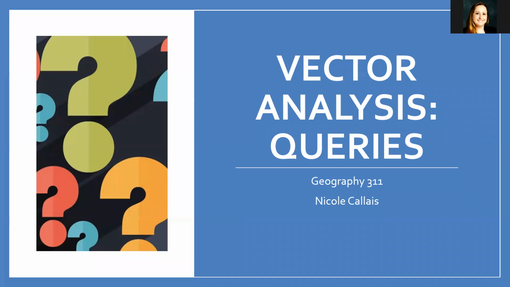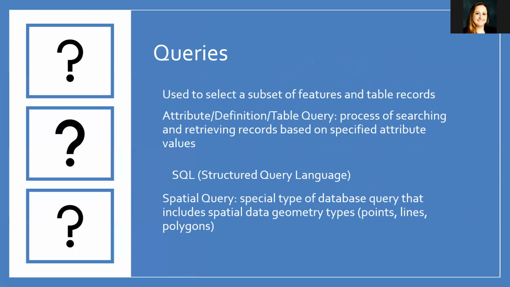In this video, I am going to go over a broad overview of making attribute and spatial queries. Queries are used to select a group of features and table records based on certain conditions. In an attribute query, also known as a definition or table query, queries are used to search and gather records based on specified attribute values. SQL, short for Structured Query Language, as well as an integrated version of SQL in ArcGIS, are programming languages that can be used to make those queries. Spatial queries are a special type of database query that search based on spatial data geometry instead of an attribute.